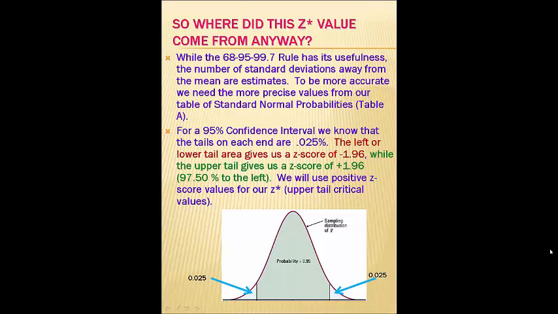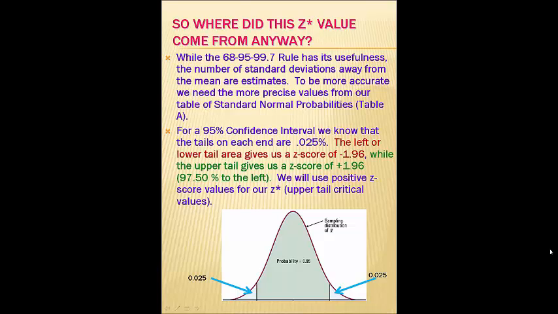So if you looked at the A table, if you went over and checked out 0.025 in your A table in the front of the book, using Yates, Moore, and Starnes, you would see that the z-score that corresponded to that was negative 1.96. Also, if you looked at the upper 2.5%, which is going to be 97.5% to the left, you'll see that the z-score is positive 1.96. And it was agreed upon a long time ago that we would use those upper tail positive values as our z-stars when we're calculating confidence intervals.